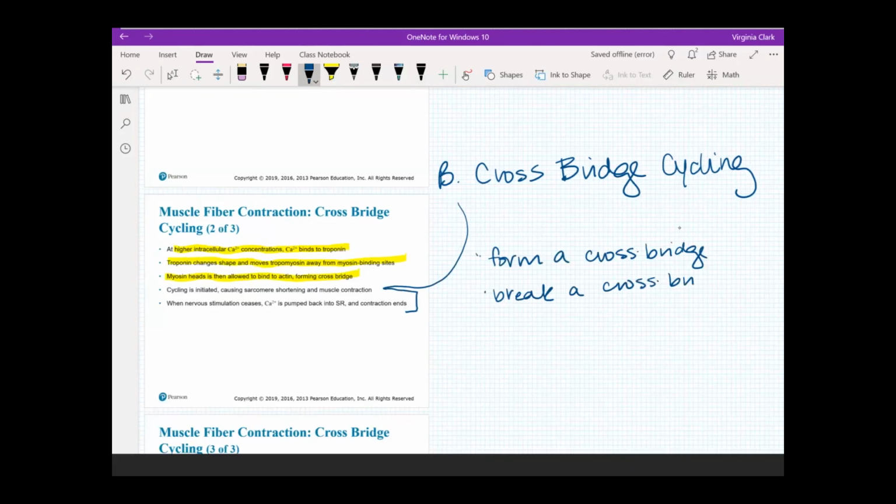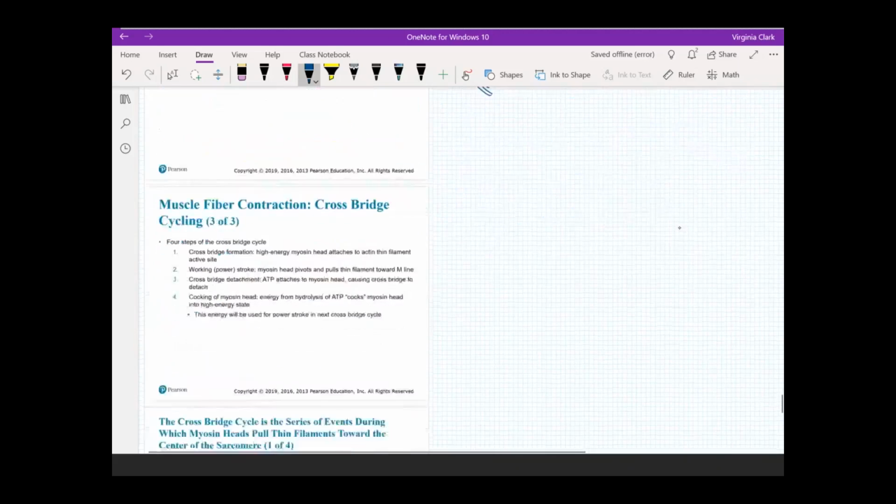So cross bridge, remember, is actin and myosin connecting. So you'll connect actin and myosin, then you'll break actin and myosin. Then you'll connect actin and myosin, and then you'll break. And then you'll connect, and then you'll break. And you will cycle through this process. That's why it's called cross bridge cycling. And this is going to occur until calcium leaves the cell.